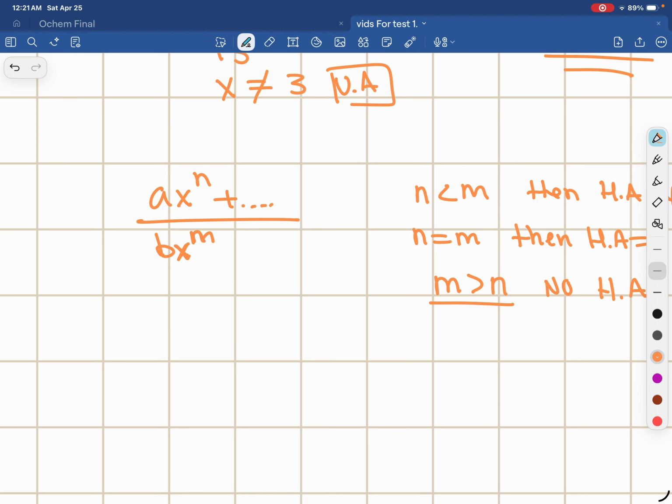I also want to highlight when I was speaking about n is bigger than m. It should be actually this way. N is bigger than m is the correct term or rule for asymptotes.